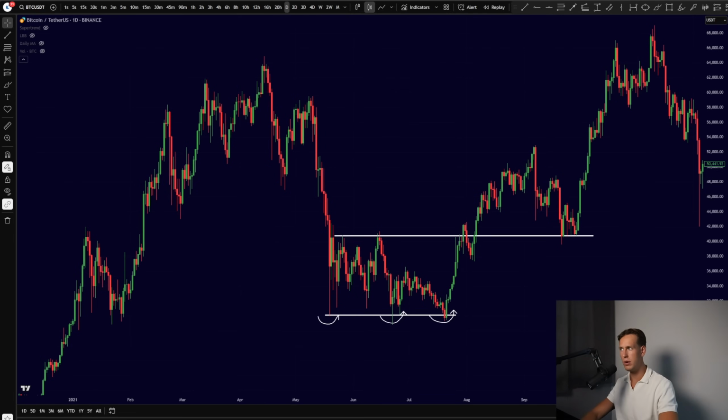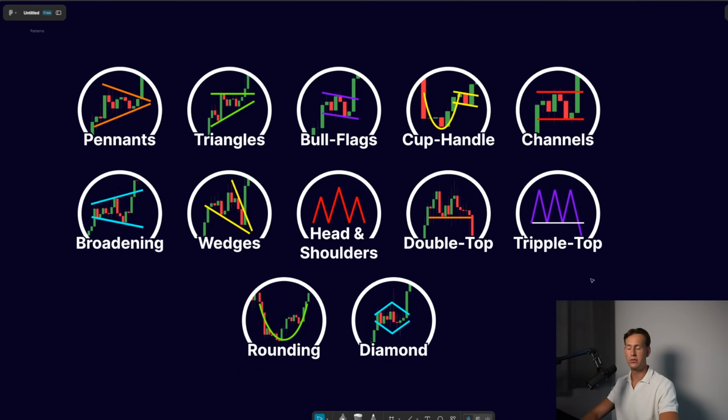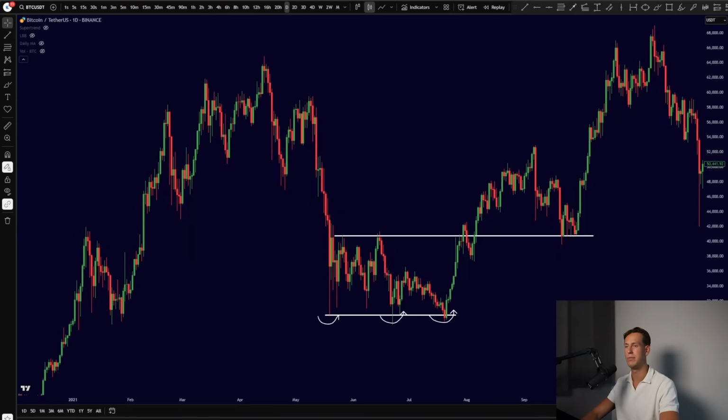So you should be aware of this pattern. Just be aware of it and know this pattern, triple tops and triple bottoms.